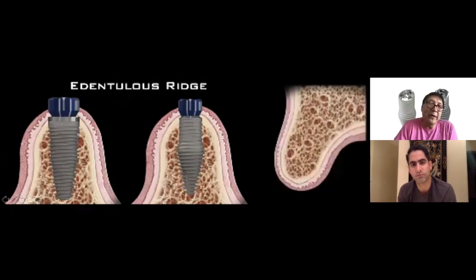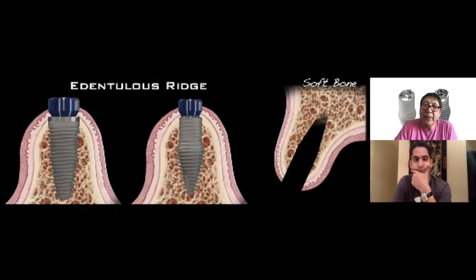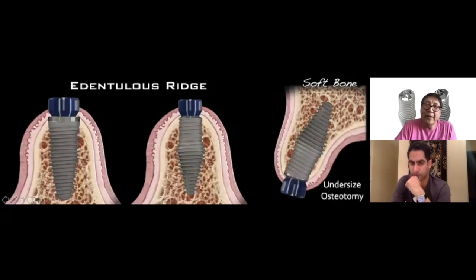So what we really realize is that in the maxilla, which is usually soft bone, in a healed ridge situation, because the bone is soft, we can intentionally undersize the osteotomy and then thread the implant in place. And then we don't have to worry about the bone filling in around the sides of the implant. So that's what we're now doing. In a healed ridge, think about undersizing the osteotomy and just threading the implant in.